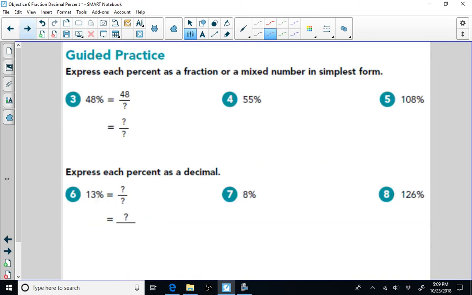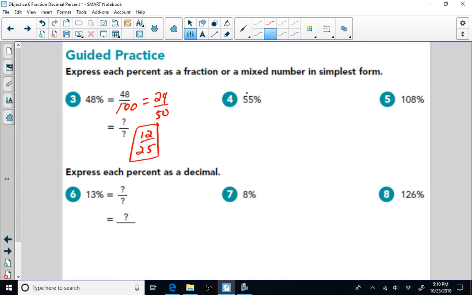Let's continue. Next slide. Let's do some guided practice here. 48% is the same as 48 out of 100. We have to simplify by dividing by, what can we divide by? Well, if I divide by 2 over 2, that's going to give me 24 out of 50. But 24 out of 50 can still be simplified because they're both even. So that's going to be 12 out of 25, fraction in simplest form.